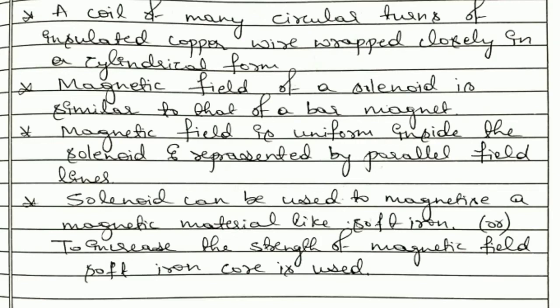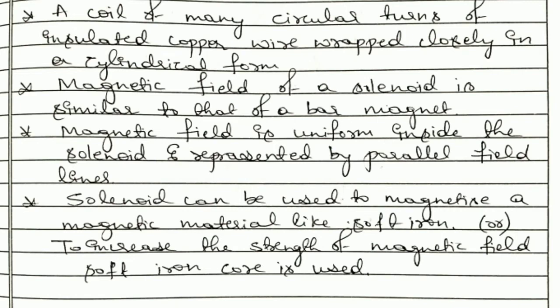See, this third point is very much important. They may ask you a 1 mark question: in which magnetic field lines will we observe uniformity? That is nothing but in a solenoid, and which are represented as parallel field lines. So mark this third point as important. You need to remember both the words uniform and parallel. Underline these two words. And the next point is a solenoid can be used to magnetize a magnetic material like soft iron, or to increase the strength of the magnetic field, a soft iron core is used.